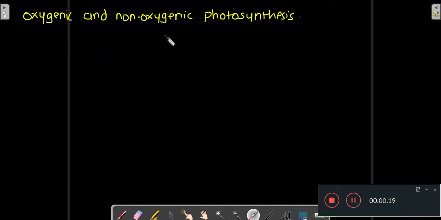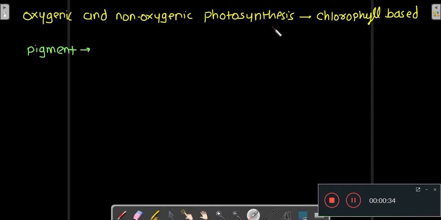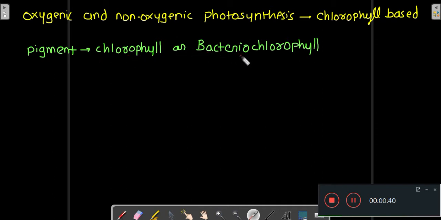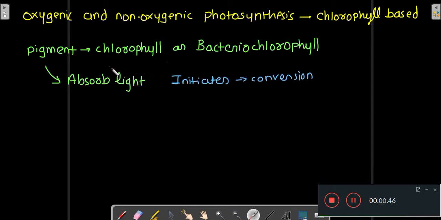Now, talking about oxygenic and non-oxygenic photosynthesis, these are chlorophyll based. These photosynthetic organisms have pigments, chlorophyll or bacteriochlorophyll, which absorb light. When this pigment absorbs light, it initiates the conversion of the light energy into chemical energy.